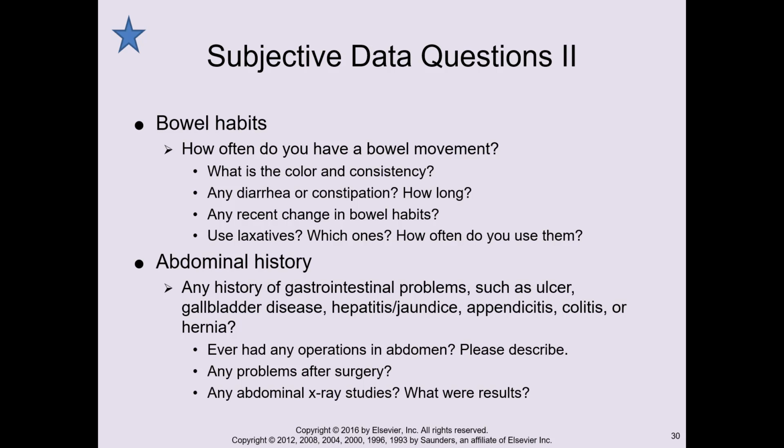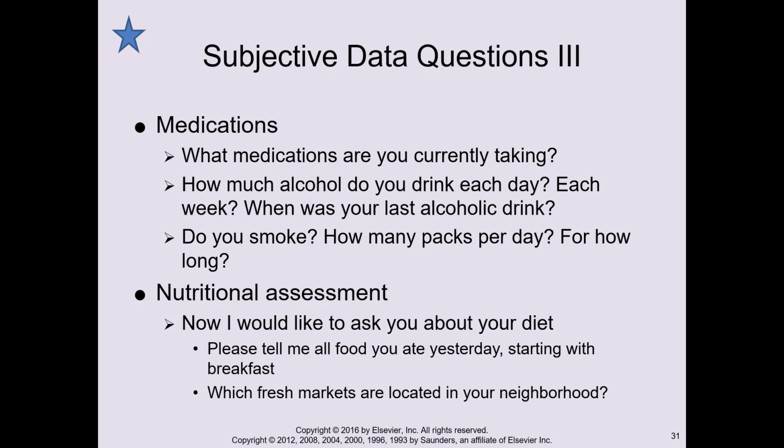So any other history of gastrointestinal problems such as ulcer, gallbladder disease, hepatitis or jaundice, appendicitis, colitis or hernia, anything like that that's going on. Medications. What medications are you currently taking? How much alcohol do you drink each day, each week? When was your last alcoholic drink, and what was it? Not just how much are you drinking, but how much are you drinking of what? Do you smoke? How many packs a day? For how long? Of course, we're thinking about cancer along with that.